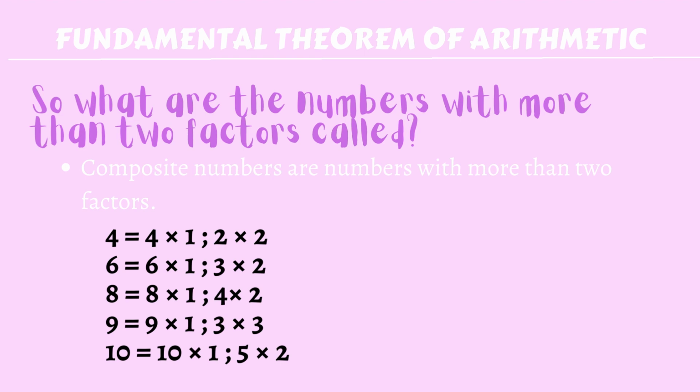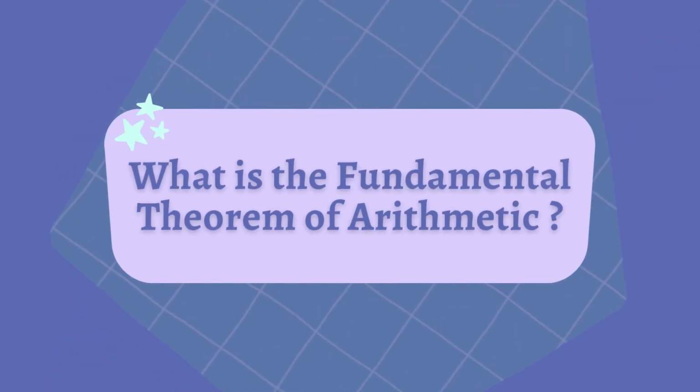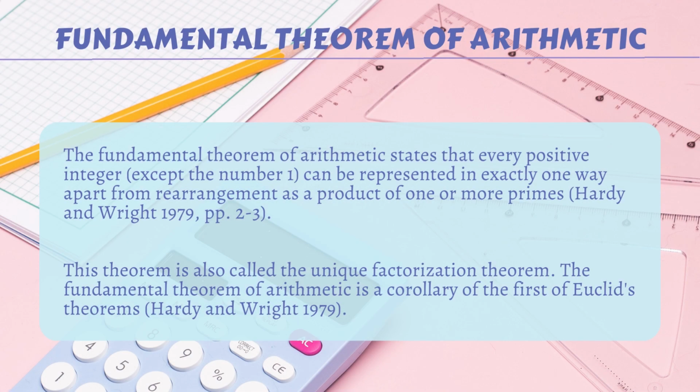Let's finally proceed to our main topic. So what is the fundamental theorem of arithmetic? The fundamental theorem of arithmetic states that every positive integer except the number 1 can be represented in exactly one way, apart from rearrangement, as a product of one or more primes. This theorem is also called the unique factorization theorem. The fundamental theorem of arithmetic is a corollary of the first of Euclid's theorems.